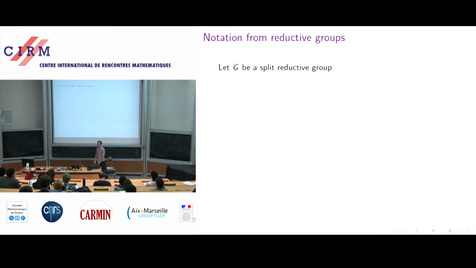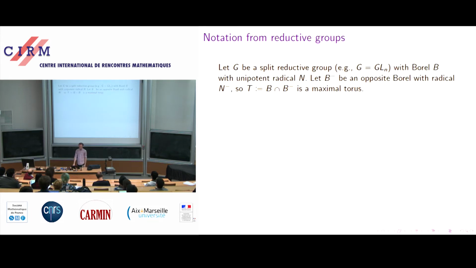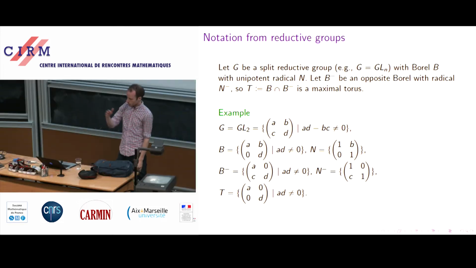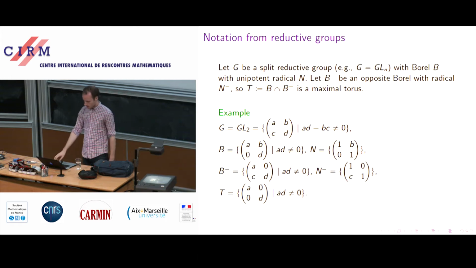OK, so in order to talk about these, I just need some quick notation from reductive groups. So let G be a reductive group, like GL_N. It's going to have a Borel B, unipotent radical N. I'm going to choose an opposite Borel also. And then T will be the intersection, which is the maximal torus. So what you should think is we have square matrices, upper triangular matrices, strictly upper triangular matrices, lower triangular matrices, and then the torus is diagonal matrices.